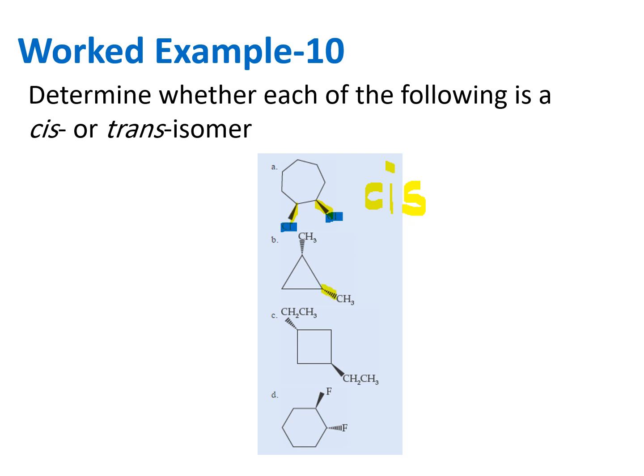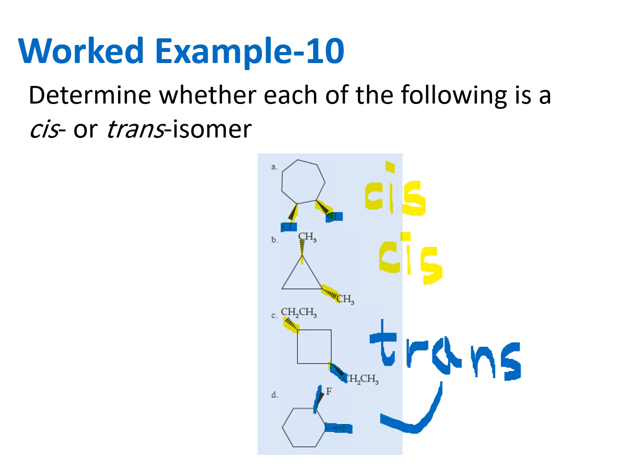Same is the case with this one. Both are dashed wedges, means that both are present on the same side of the molecule. So this one is also a cis configuration or cis isomer. Here one is dotted and the other one is, you can say, a complete wedge or the bold wedge. So this one is a trans configuration, and so is the last one, that is also a trans configuration, because one wedge is different from the other wedge. So this one is also a trans configuration.